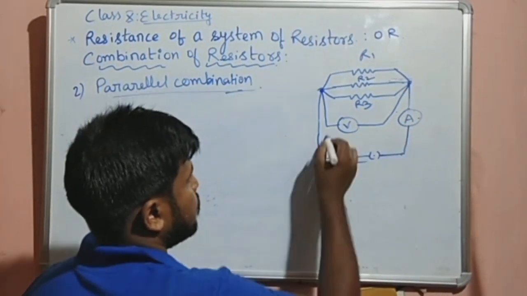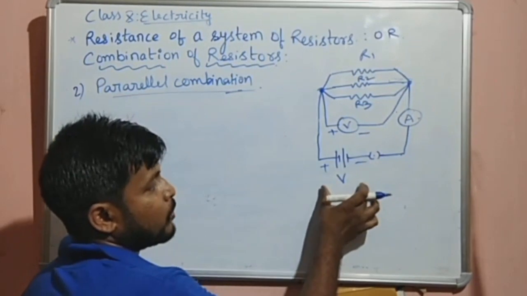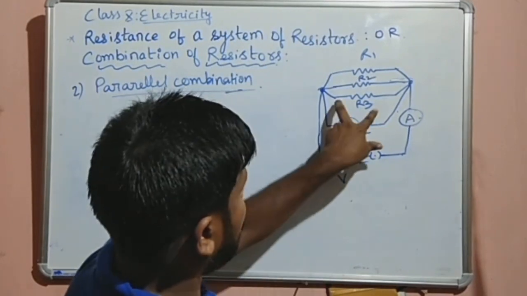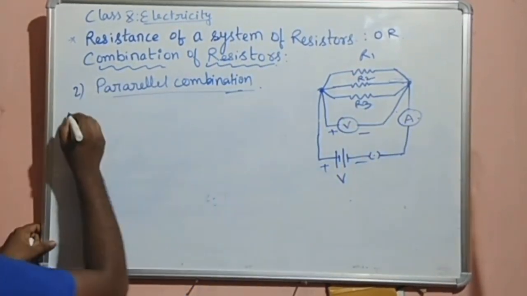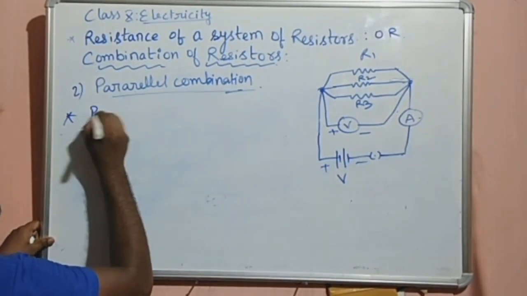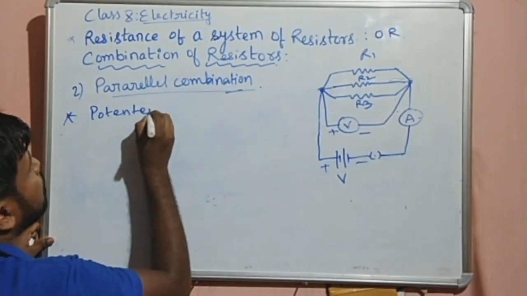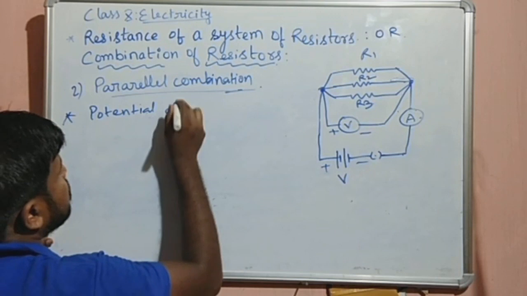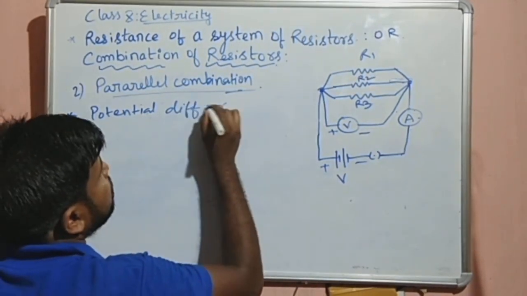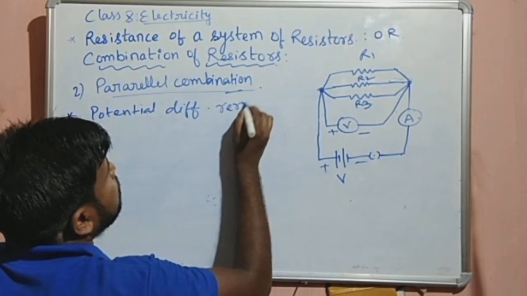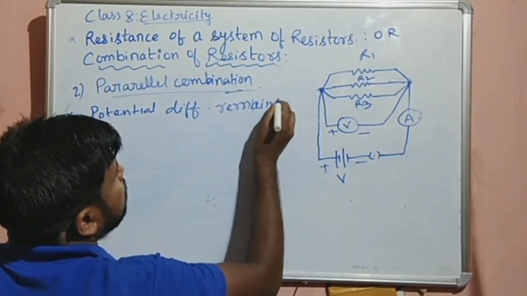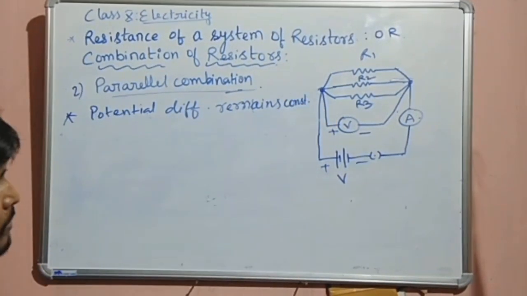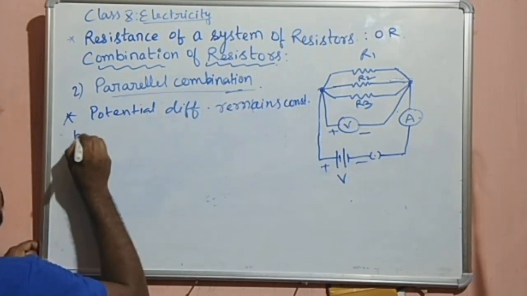Okay, a voltmeter will measure the potential difference, which is equal to the potential difference provided by this battery to all three resistors. It will be the same for R1, R2 and R3. So the most important thing here: what remains constant? That potential difference remains constant. But what varies here?